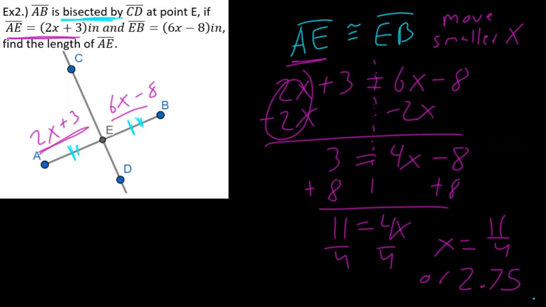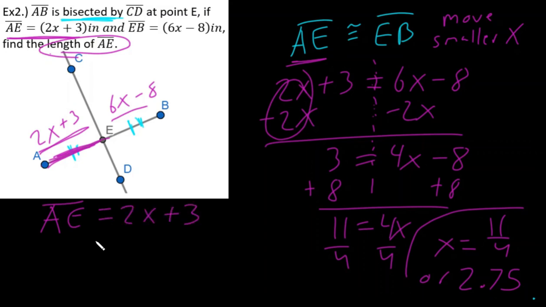Now, what is the question really asking us for? Because it's not asking us for x. That is not the answer. It's asking us to find the length of AE. And so kind of like last time, I look at AE, and I see that AE is in fact equal to 2x plus 3. And remember, all we do is we simply change that x to a set of parentheses plus 3. Let me even denote this. Hey, here's our x. It's 11 over 4, or 2.75.